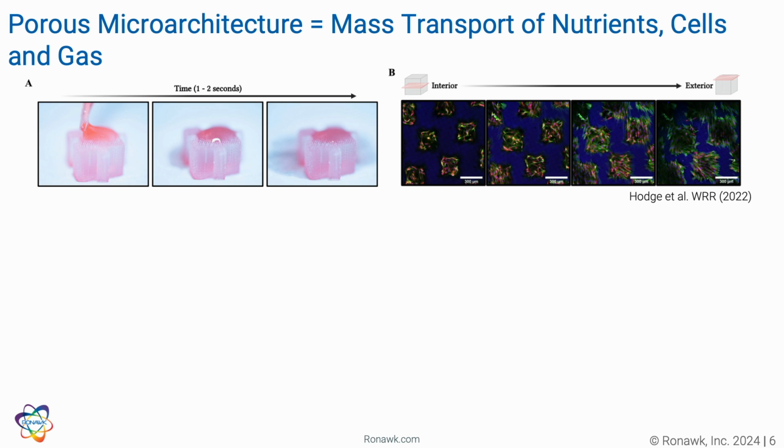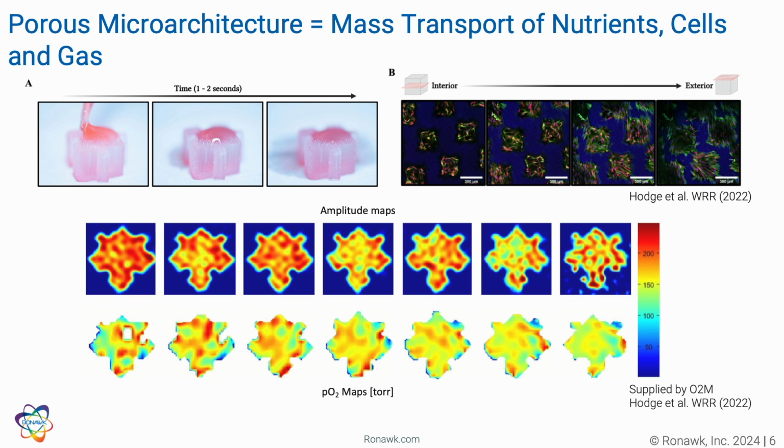You can see here the exterior, the top of that block, and we can see how the cells have penetrated the block and have been organizing inside those pores to form their structures. In terms of gas, this was a collaboration with O2M, and they ran a gas distribution for our block, and we can see that it's pretty uniform all across the cross section of that block.